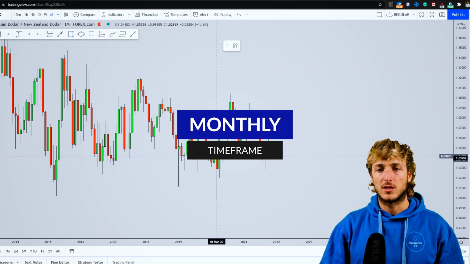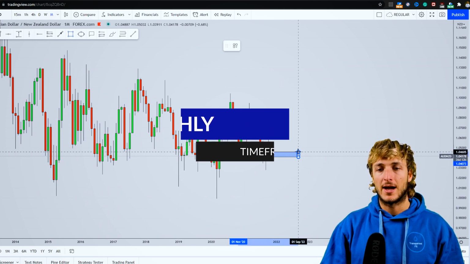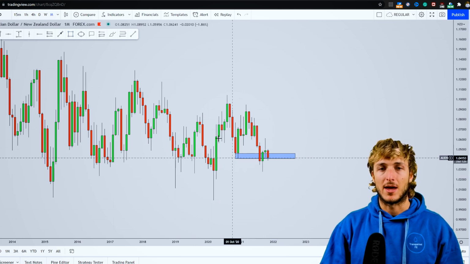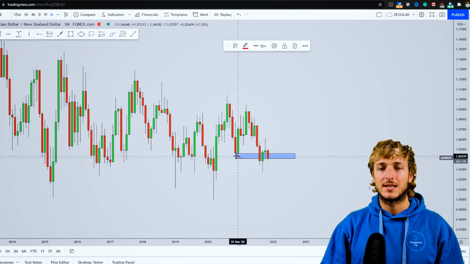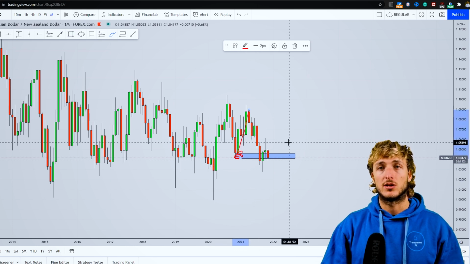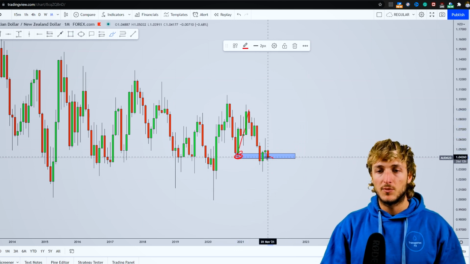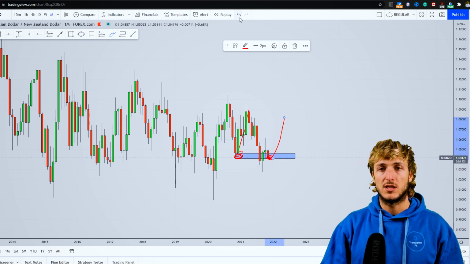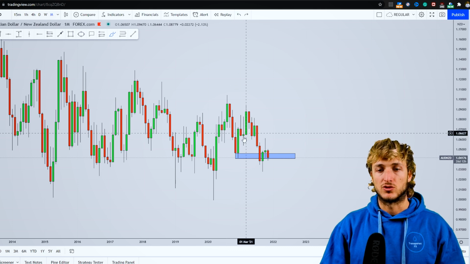Now, starting from the monthly, what we can notice is that this area has been acting as an incredibly strong support and demand area. We can see that exactly from here the market had started all this move to the upside. At the moment we're testing this exact same zone from which there is definitely the possibility to see the market provide a rejection to the upside.